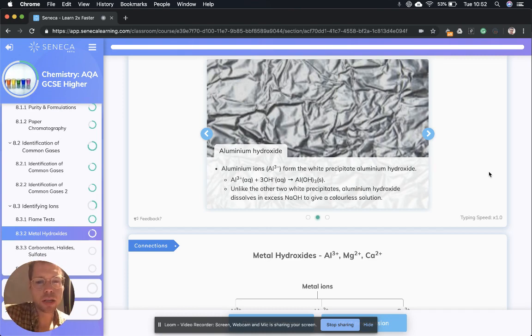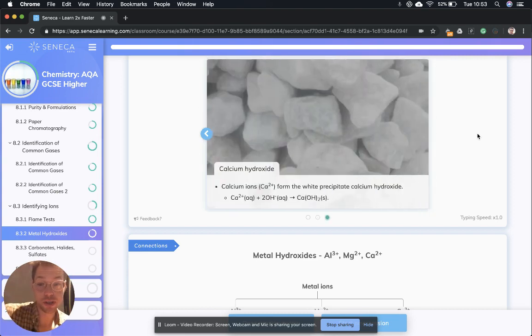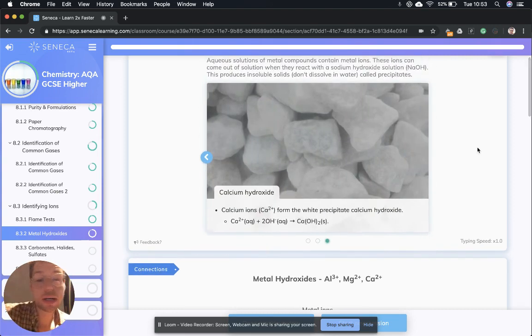Okay? Now, what's important to remember with aluminium hydroxide, it dissolves in excess sodium hydroxide to give a colorless solution. So excess just means like a crap ton. So if you add loads of sodium hydroxide to an aluminium hydroxide precipitate, it's going to dissolve into a colorless solution.